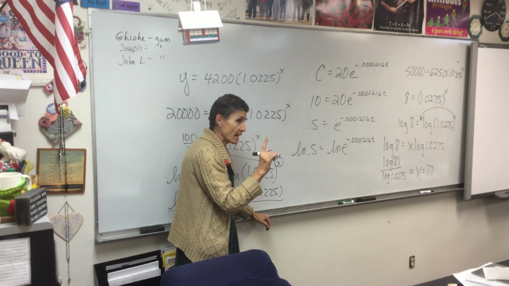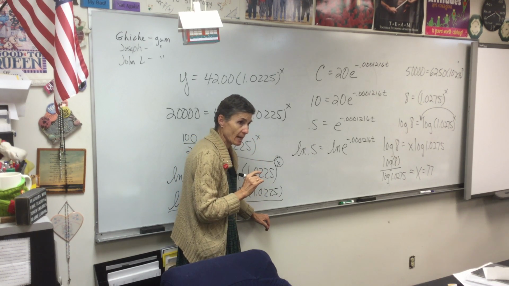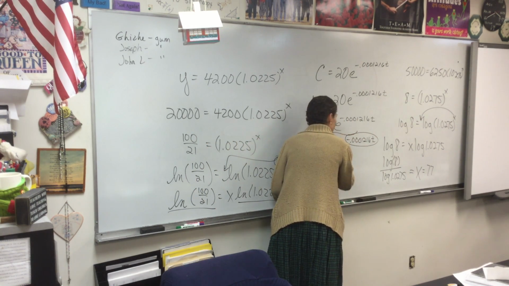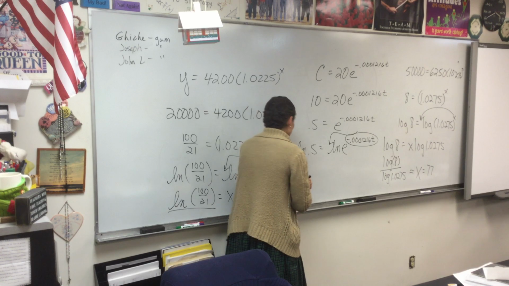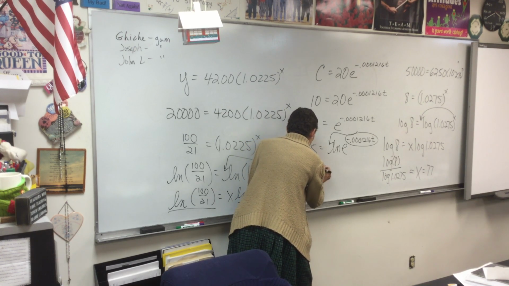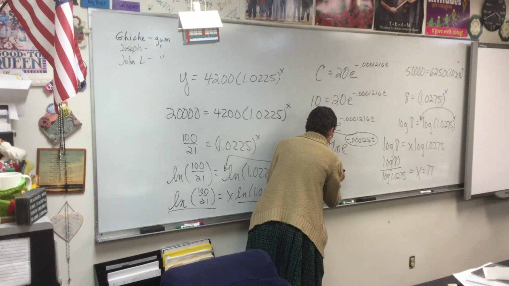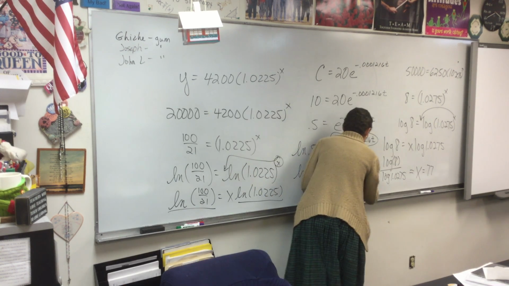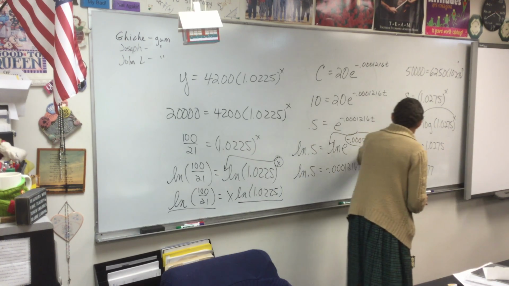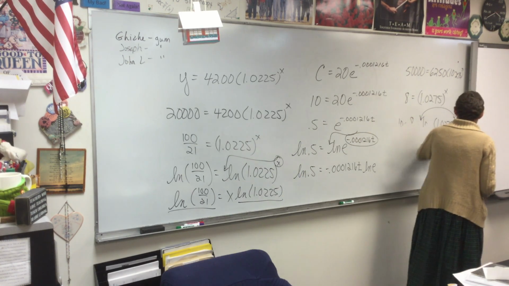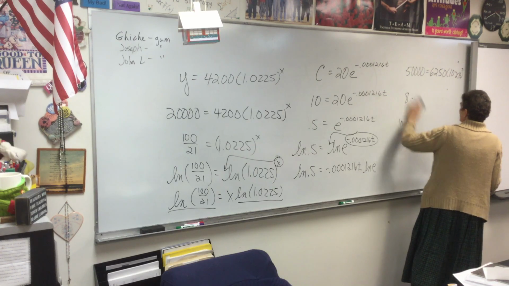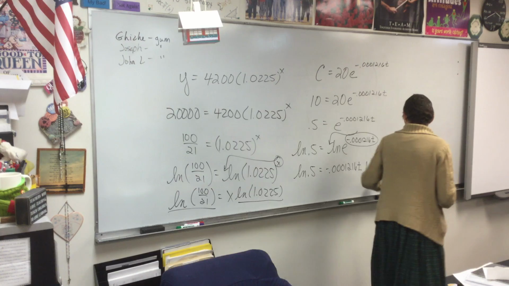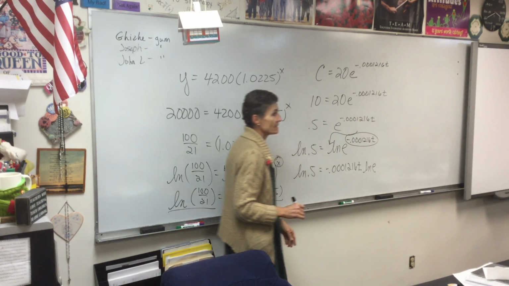And why did I do that? Why do I take the logarithm of both sides? So that the exponent can come out in front, right? So here we go. ln 0.5 equals negative 0.0001216 t ln e. Now, before you type anything else in on your calculator, I want you to figure out what ln e is.